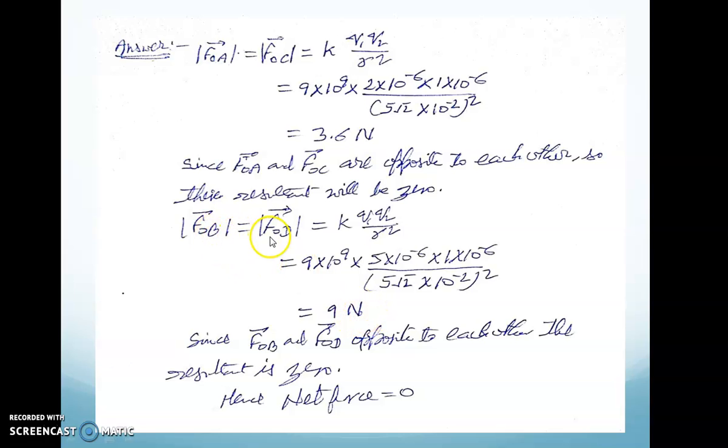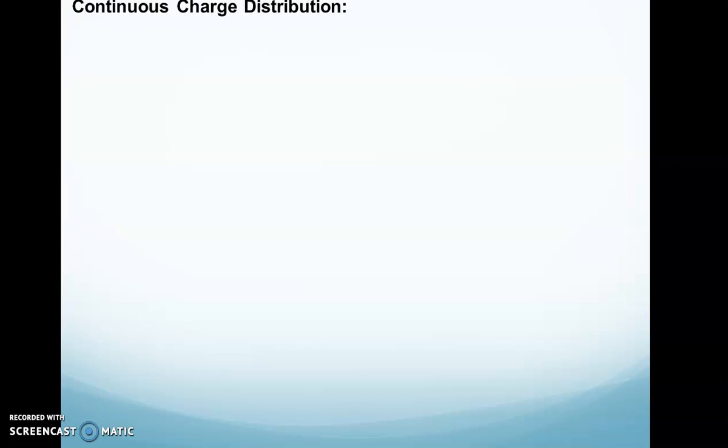Since these forces are equal to each other and their directions are opposite to each other, they cancel the effect of each other. So the net force at point O becomes 0, right? So we have to solve these questions after drawing the vectors, right?